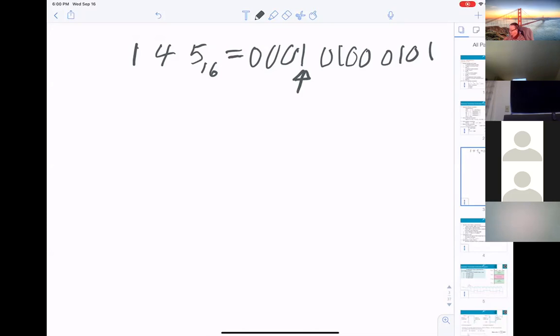Okay? So this is very important. That's why I bring it up and make sure you understand how to convert from hex to binary. And also how to convert from binary to hex. Okay?